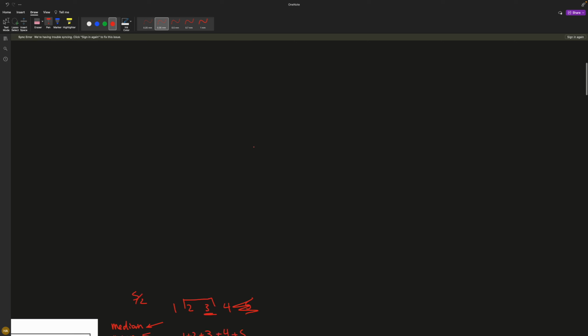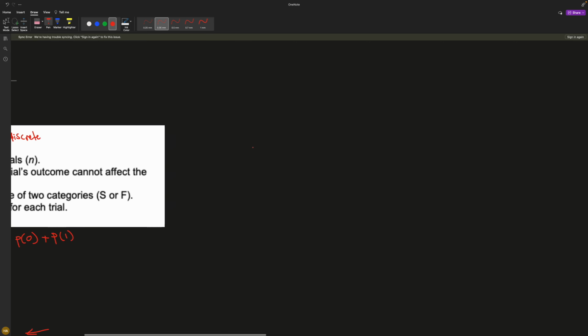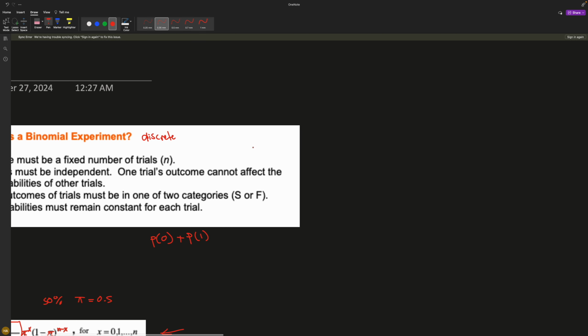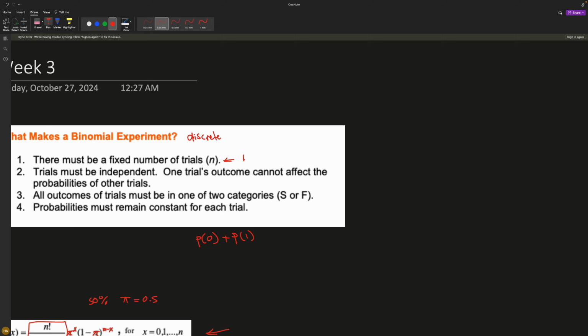So if you see right here, what are our rules? A fixed number of trials, which we have, it's 10, it's fixed. Trials must be independent, which means if she gets a green light on one and a red light on the other, the first green light doesn't affect the red light. So this is check, that is check. All outcomes of trials must be one of 2 categories, success or fail, aka green or red. Now you could think about yellow, but that option doesn't really stay, nor are we accounting for it. So it's only green or red. Probabilities must remain constant for each trial.